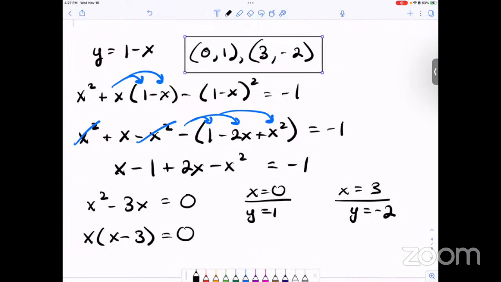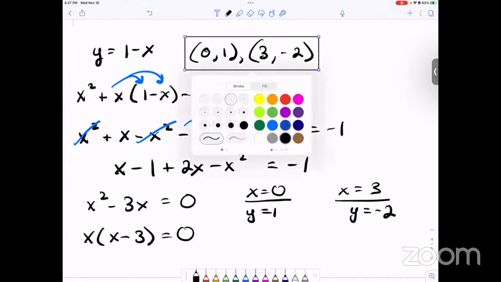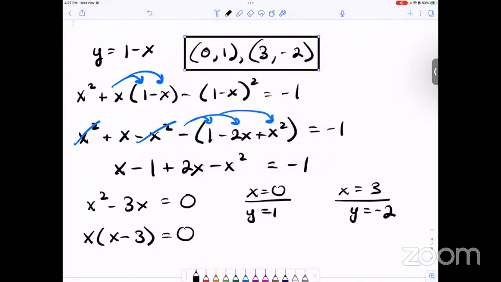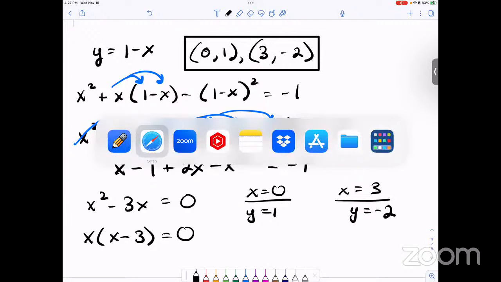Now, if this were a testing environment, I would check by plugging each of these ordered pairs into the system. They both should work in all equations. (0, 1), (3, -2).